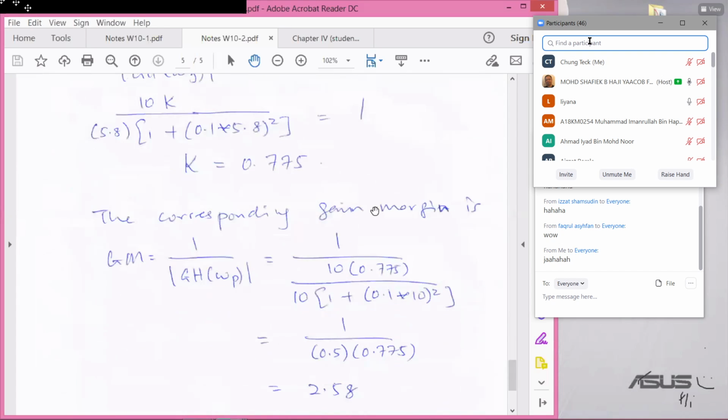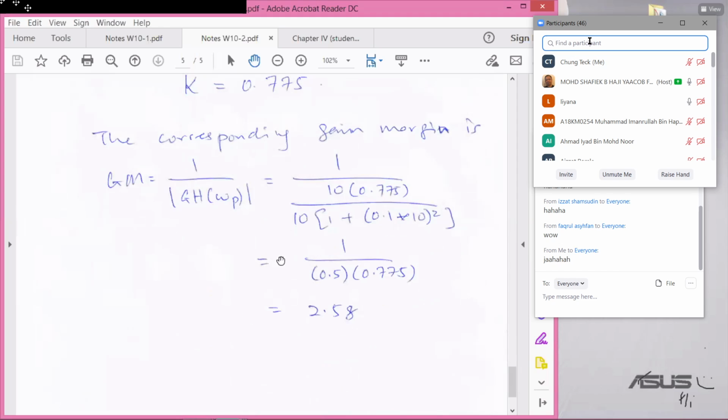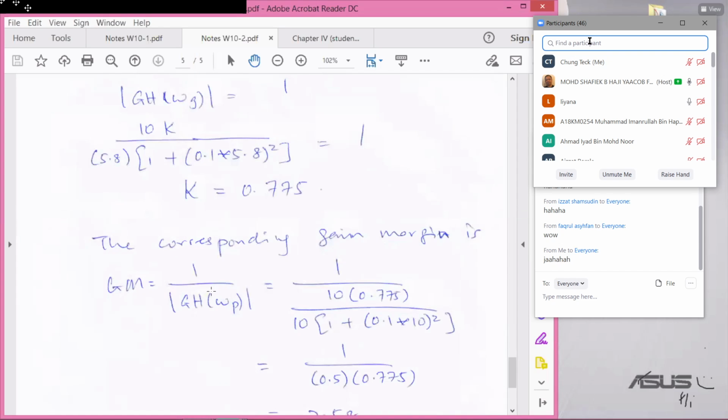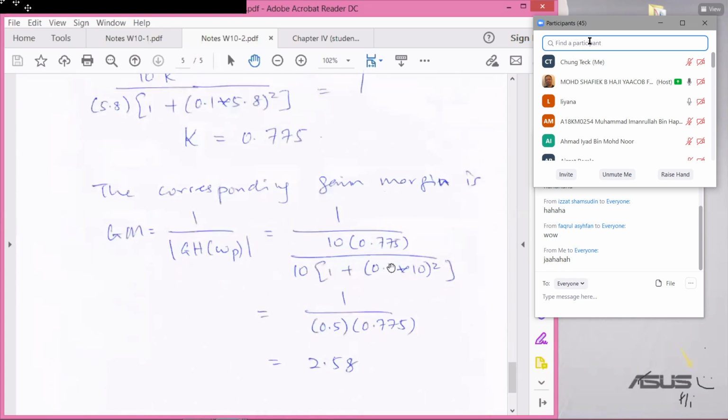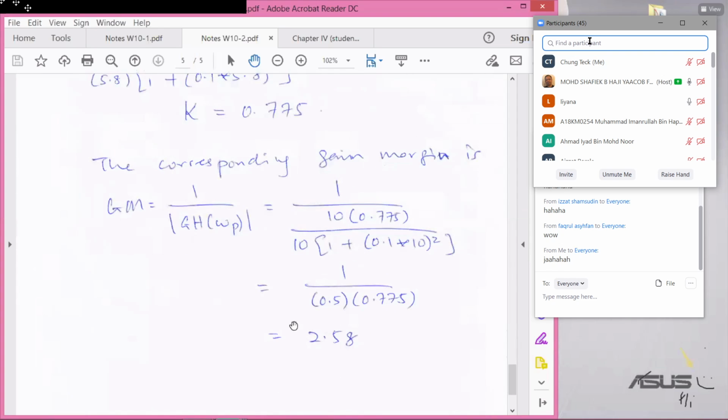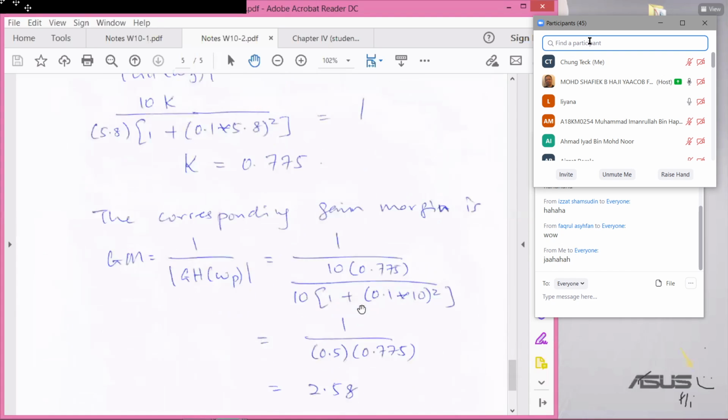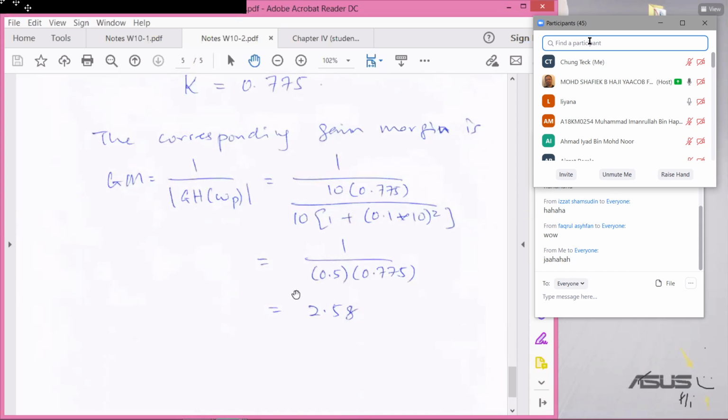From there, you can also compute the corresponding gain margin. Substitute again your phase crossover frequency using this newly computed gain for your proportional controller gain k. Now you can compute the corresponding gain margin. Even though it is not asked in the question, sometimes the question will ask you to compute the corresponding gain margin. Your gain margin now is 2.58, which is greater than 2. Now you are in business.